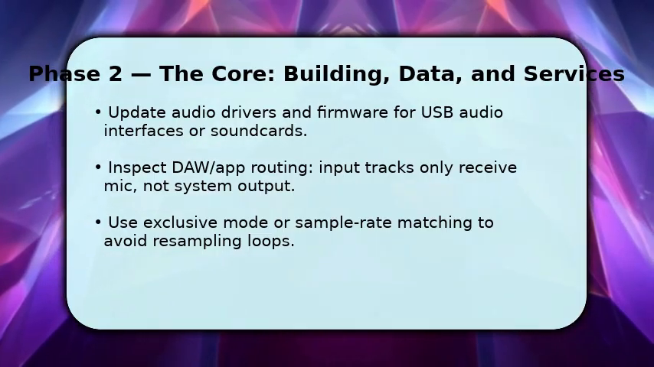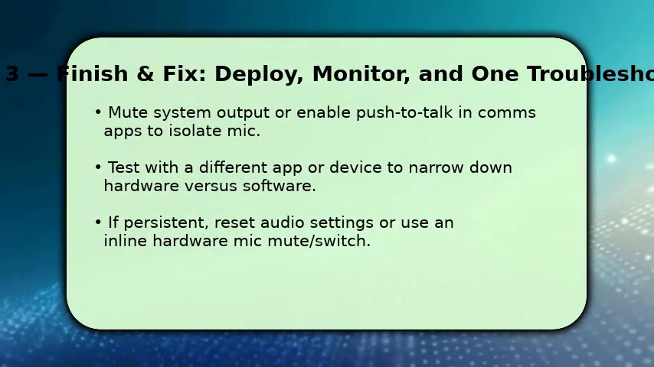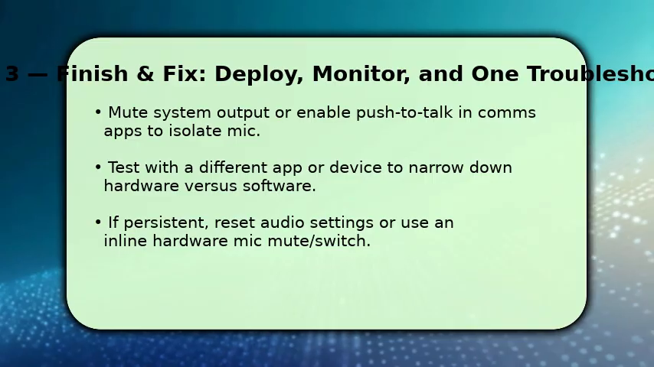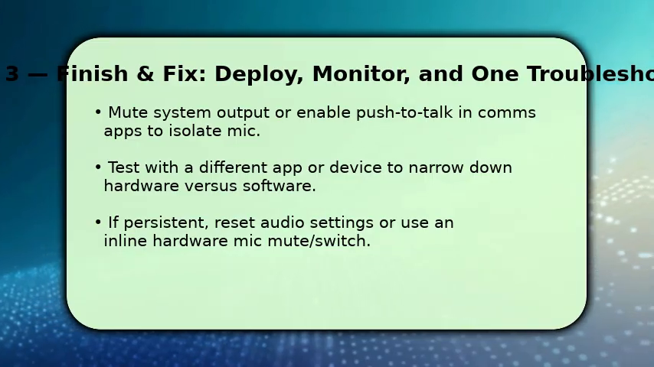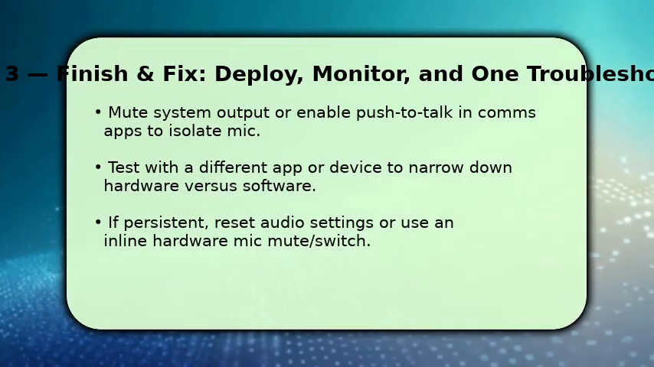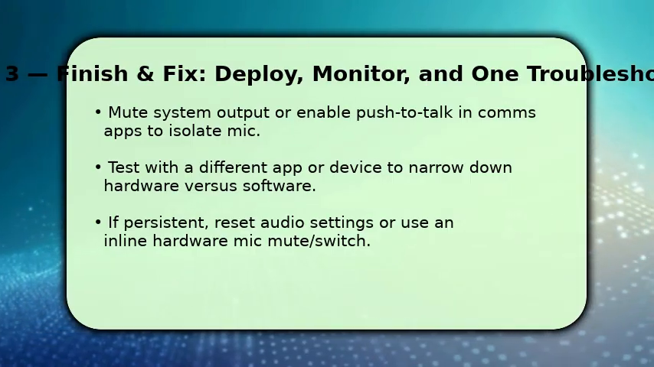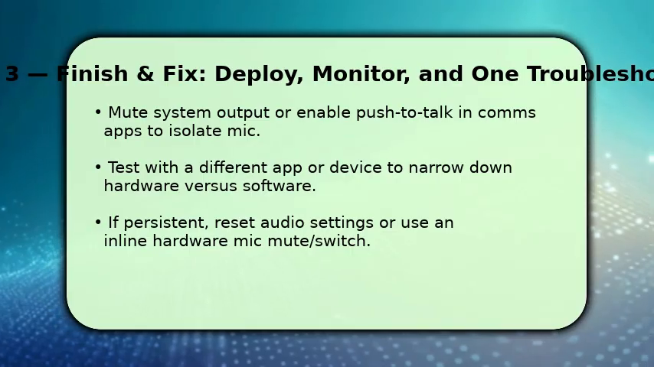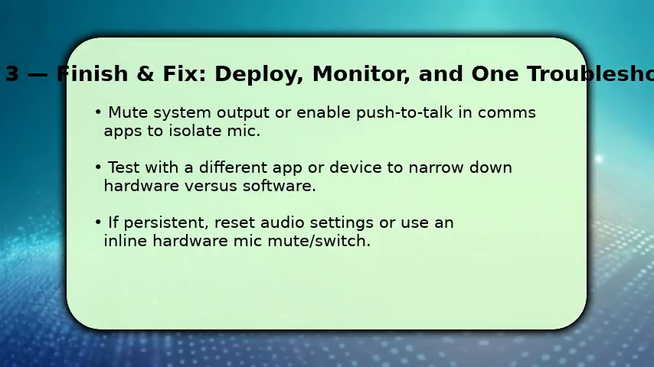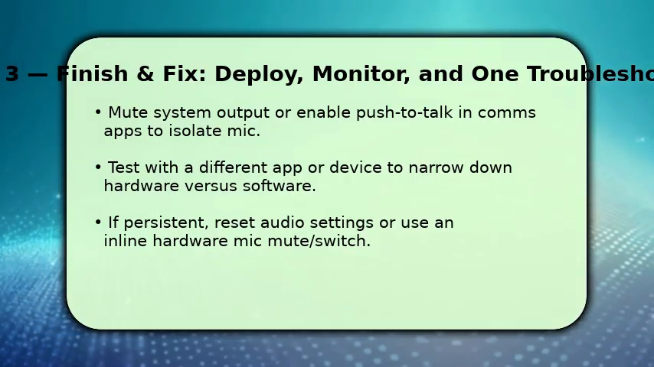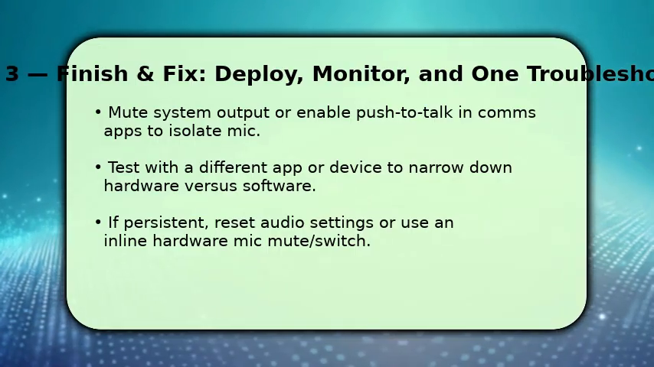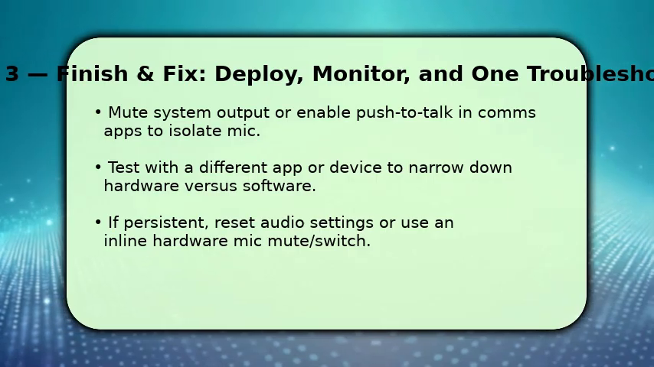Finish by isolating and testing to confirm the fix. Mute system output or enable push-to-talk in communication apps so the mic only activates when you intend. Test recording in a different application and, if possible, another device to determine whether hardware or software is at fault. If the issue persists, reset audio settings to defaults or use an inline hardware mute or mic switch to force isolation. Key troubleshooting tip: if you still hear output through the mic, try a different cable to rule out a faulty one.